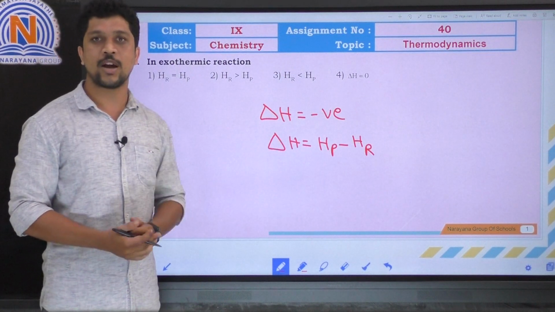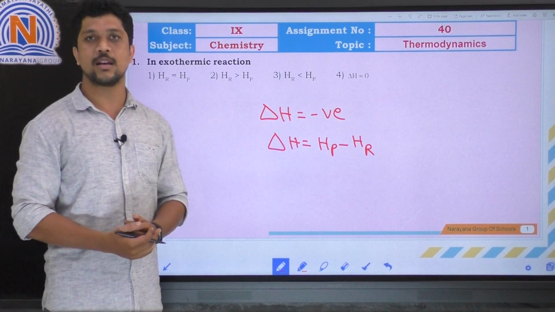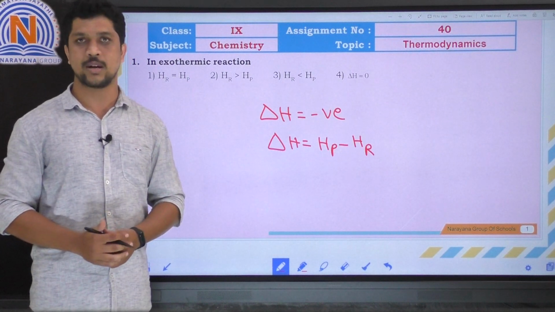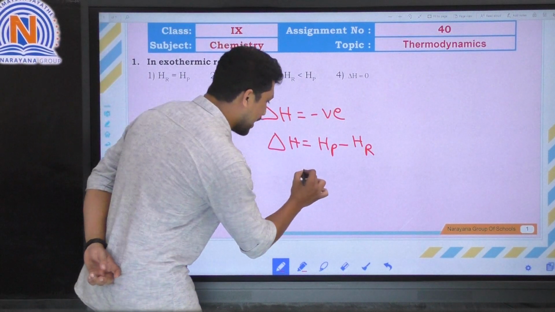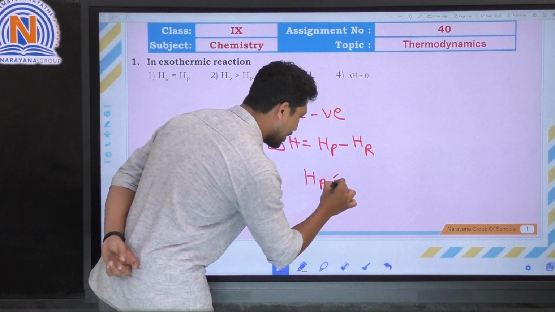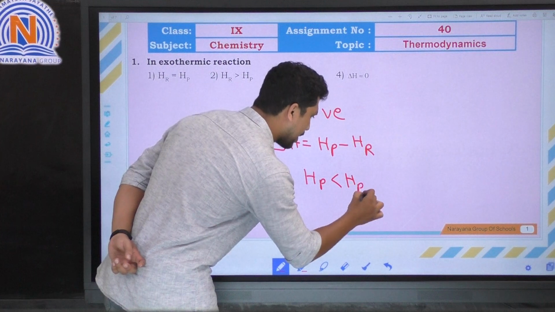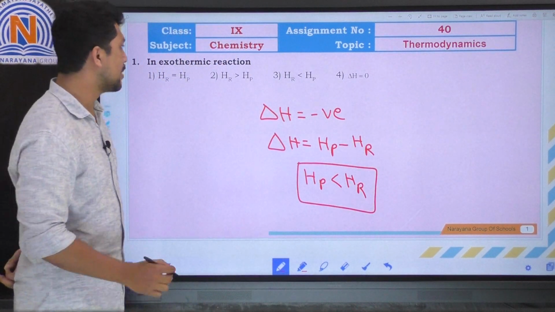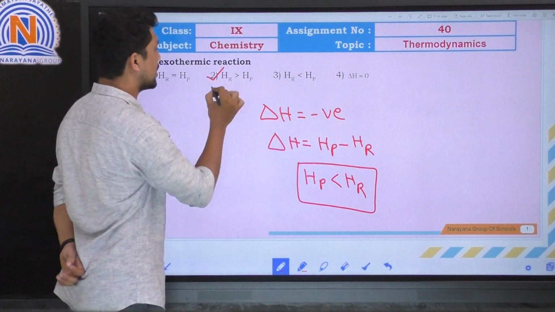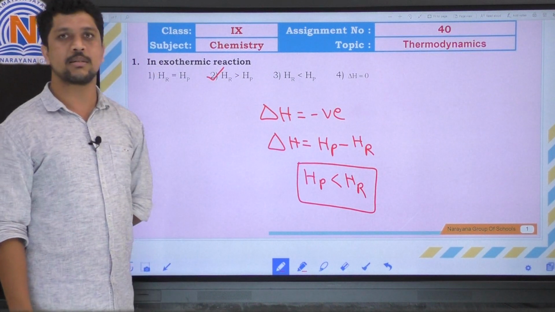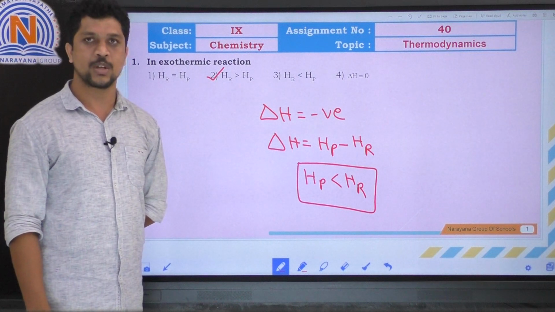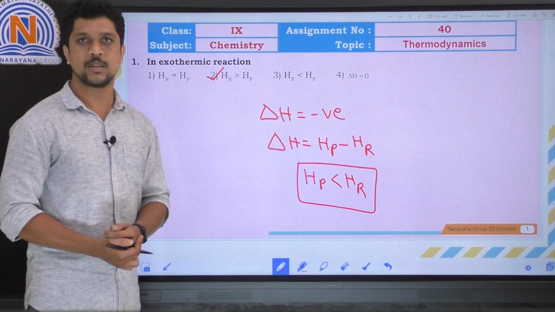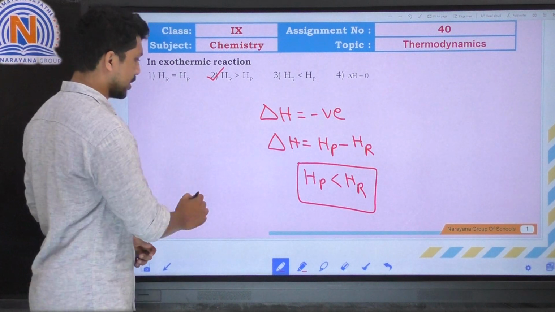Whenever the enthalpy value of products is less than the enthalpy of reactants, then the reaction will be exothermic. So the condition is HP, the enthalpy of products, less than enthalpy of reactants, right? So which option is this? That is the second option, which says enthalpy of reactants greater than enthalpy of products. So in that case only the reaction will be exothermic, right? Let's move on to the next question.